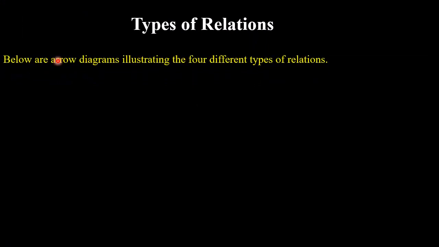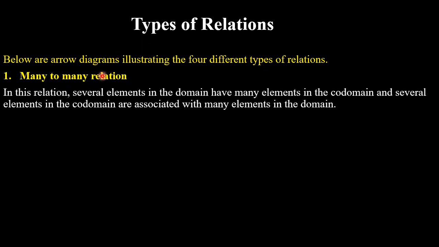Let's consider types of relations here. Below are arrow diagrams illustrating four different types of relations. So we have many-to-many relations. That's the first one. In this relation, several elements in the domain have many elements in the codomain, and several elements in the codomain are associated with many elements in the domain.